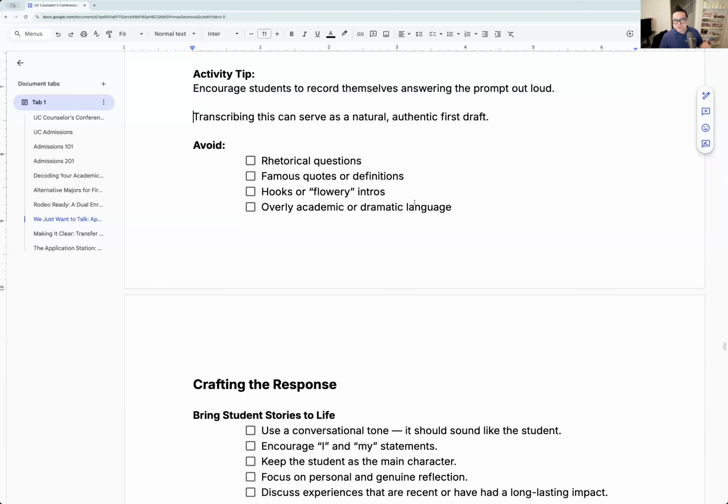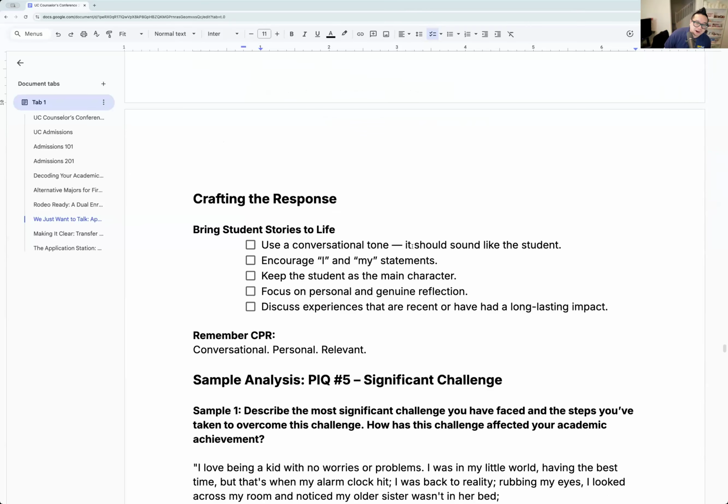Avoid, these are things I tell students do not do. No rhetorical questions, no famous quotes, no definitions, no hooks, no intros. Don't use big words as well. Everything is boom, to the point. Use conversational language. Encourage I, me, and my statements as well. The student is the main character, right? Reflection. See, literally, if you been binging our UC trainings the last few months, you'll see literally everything they taught out loud was exactly what we have been teaching as well. This is new though. This is UC's, not us. CPR, right?